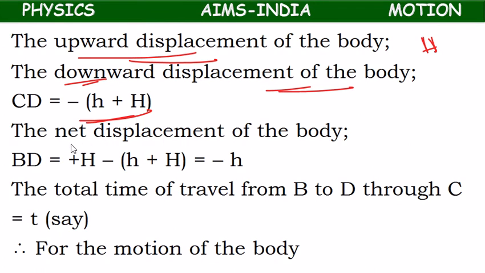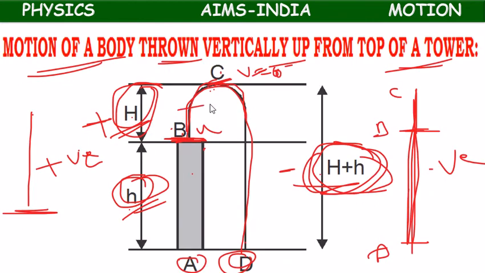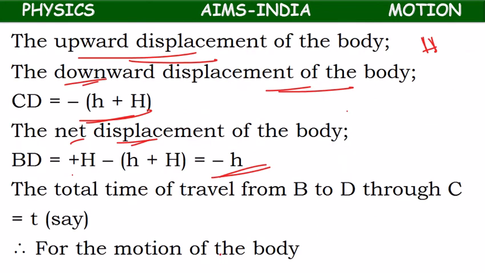Net displacement means we have to add both. As they are vectors, along with the sign we have to add: plus H, minus of H plus h. Plus H and minus H cancel, and minus h will remain. Net displacement means this part is positive, this part is negative, this part cancels, and only this part remains, in the downward direction, minus h.